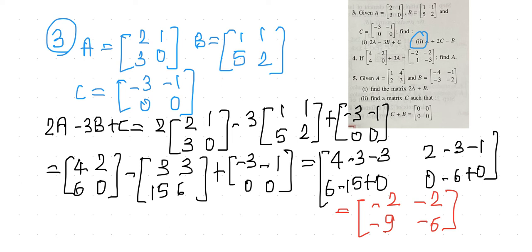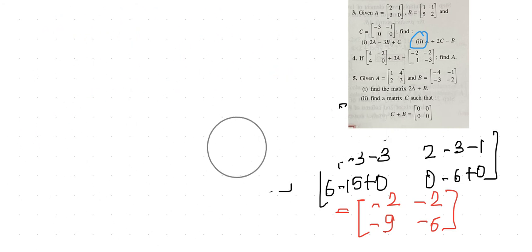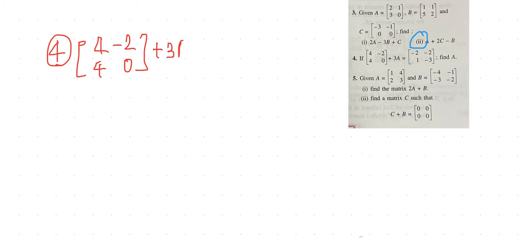Okay, so we'll be now moving to question number 4, children. Okay, so what is there in question number 4? It says, if A plus B is equal to this, find the value of A. Now how you are going to do this, children? So this is our question number 4. So they have given 4 4 minus 2 0 plus 3A is equal to minus 2 1 minus 2 minus 3.